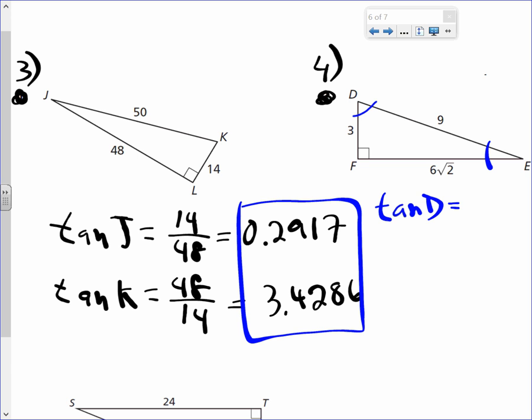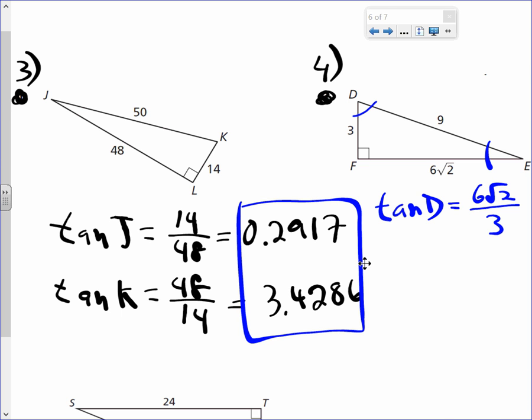So tangent of D. What's the opposite of D? Anybody? Nice. 6 rad 2, that's my numerator. We're about to punch that into our calculator. What's the adjacent to D? What's touching D that's not the hypotenuse? Nice. Let's type this in here.